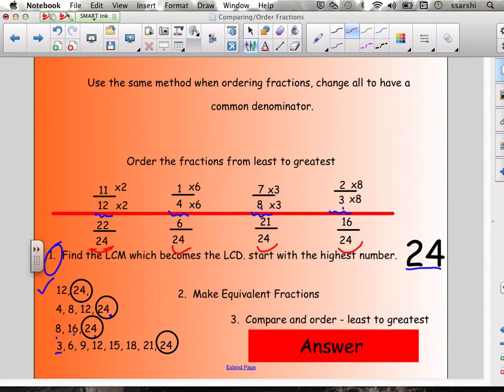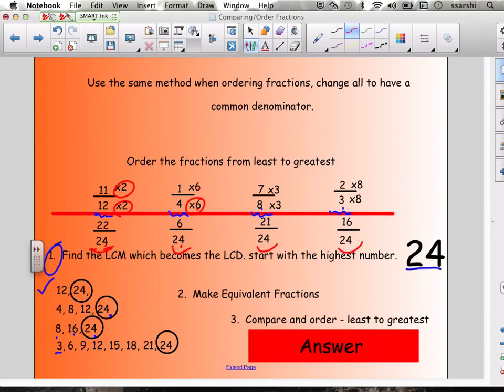So in the first case, to go from 12 to 24, I have to multiply by 2. What I do to the bottom, I do to the top. So 11/12 becomes the equivalent fraction 22/24. I look here, how do I go from 4 to a denominator of 24? I multiply by 6. 4 times 6 is 24. What I do to the bottom, I do to the top. 1 times 6, so 1/4 becomes equivalent to 6/24.